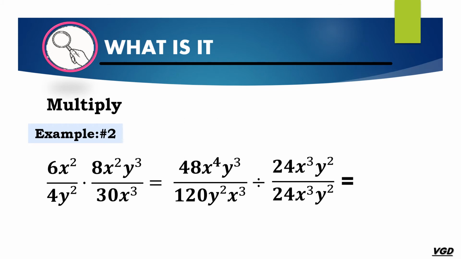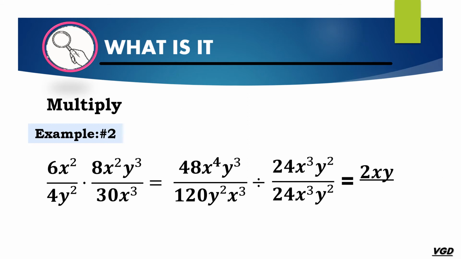Now, let's divide our expression 48x to the power of 4 y cubed over 120 y squared x cubed by its greatest common factor, which is 24x cubed y squared. So let's have 48x to the power of 4 y cubed divided by 24x cubed y squared, and we will get 2xy. So remember our law of exponent, the quotient rule. We just have to subtract the exponents with the same base. So that's why we got 2xy.